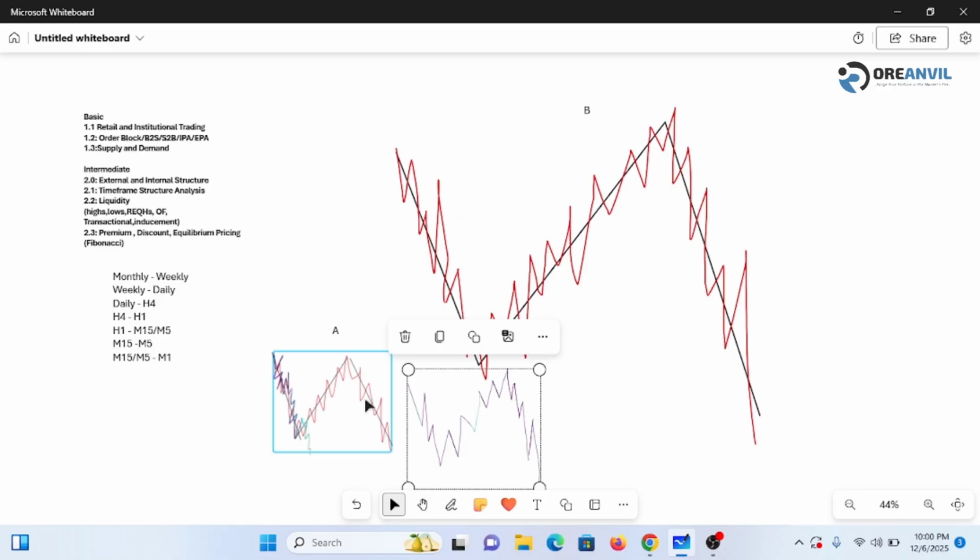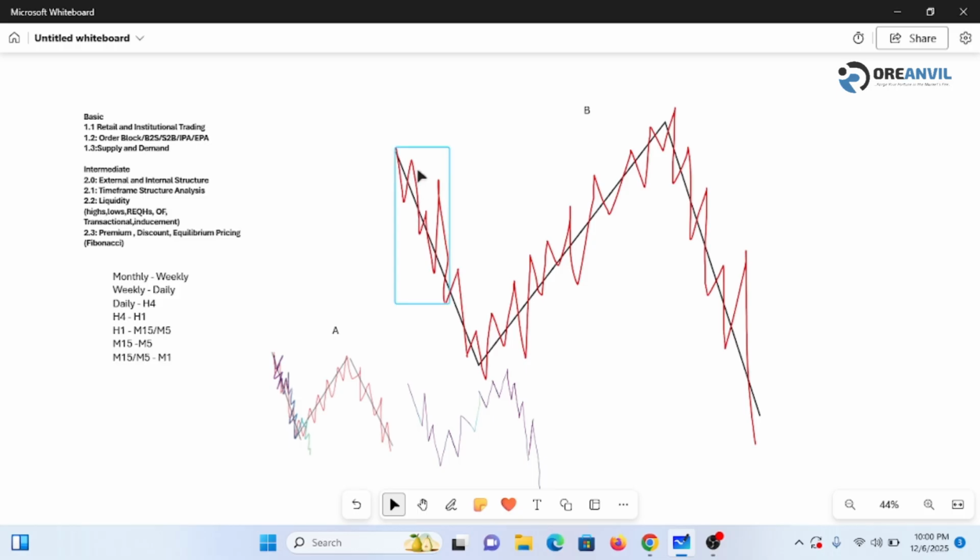So for us to be able to trade properly, it is required to be recognizing every single transaction that takes place in the market. You must recognize that there was a transaction here. There was a transaction here. And there was a transaction here. And here. Here. Here. Here. Here and here.